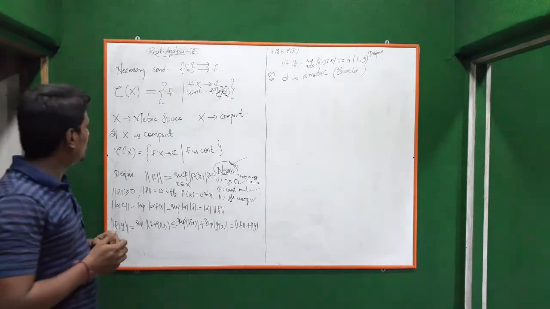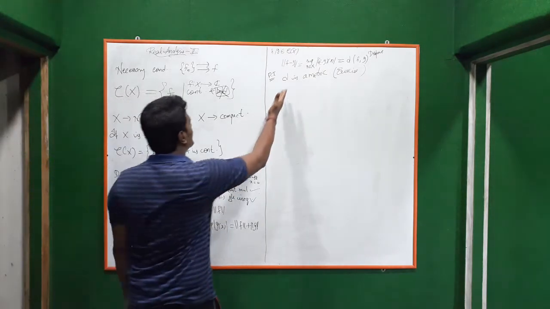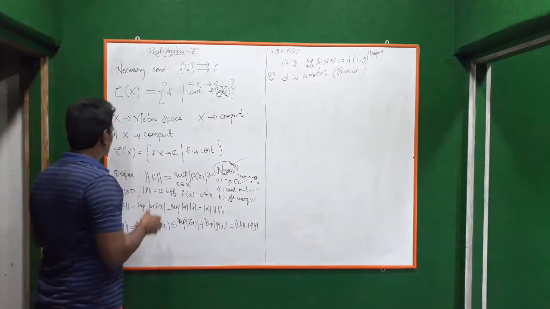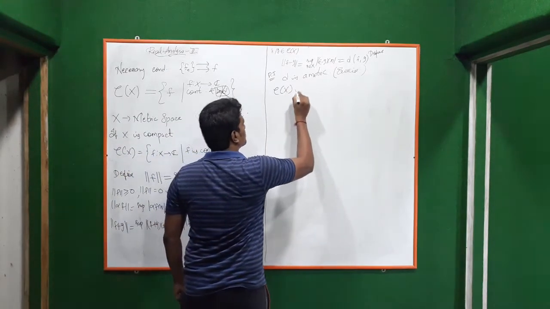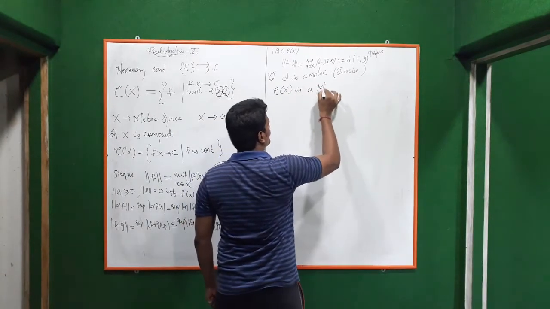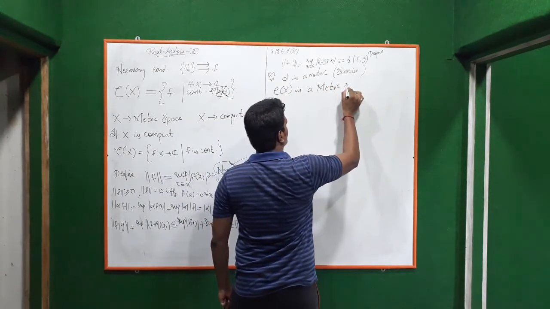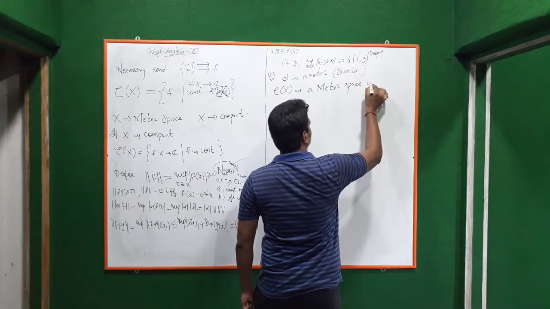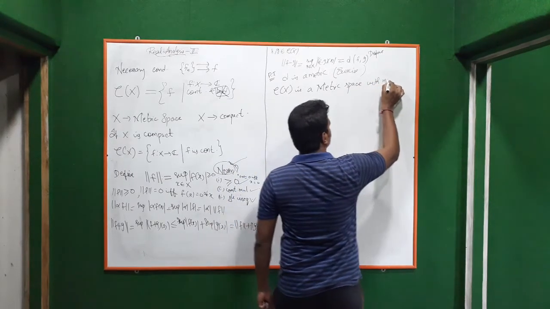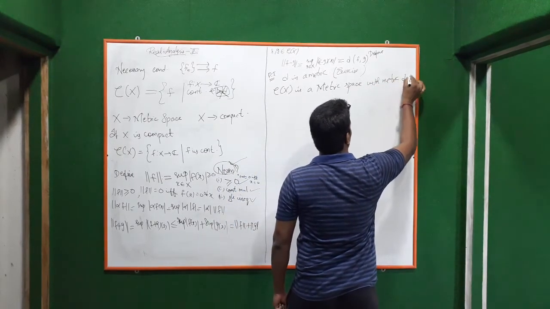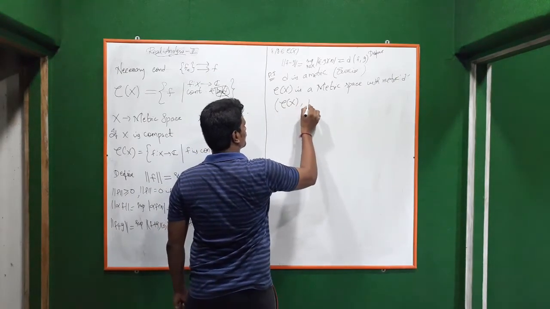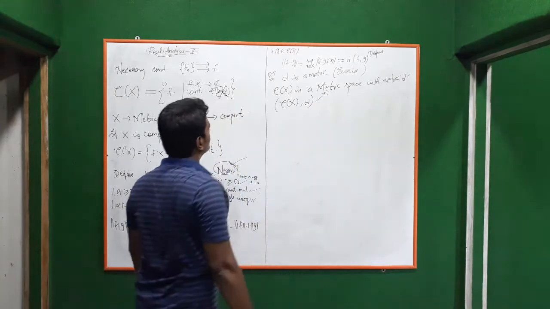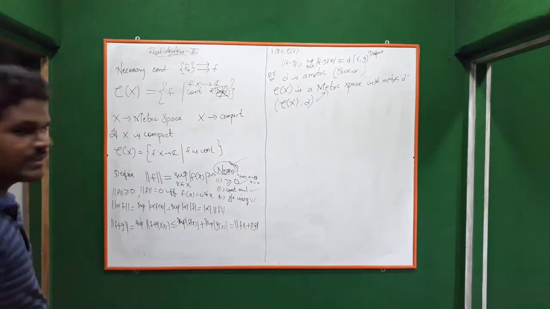Okay. So when you define some metric on this space, this becomes what? It is a metric space. Which C of X is a metric space, with metric as D. Okay. So this we can write as C of X comma D is a metric space. Clear?